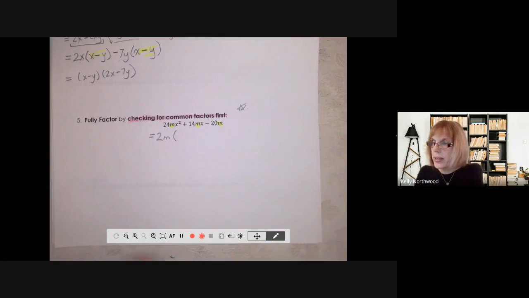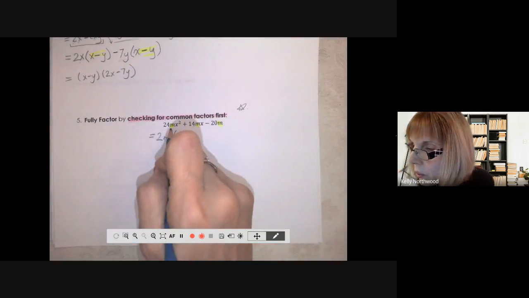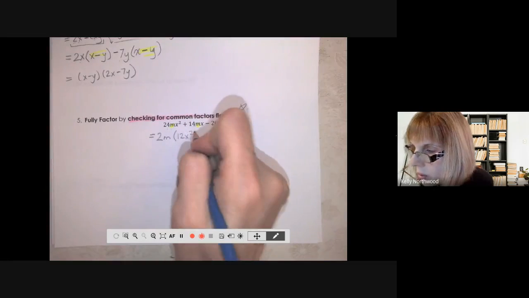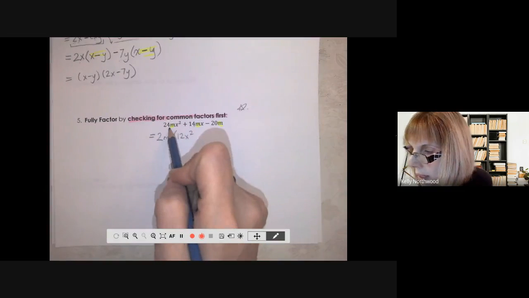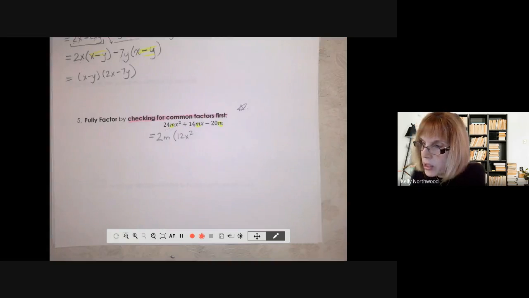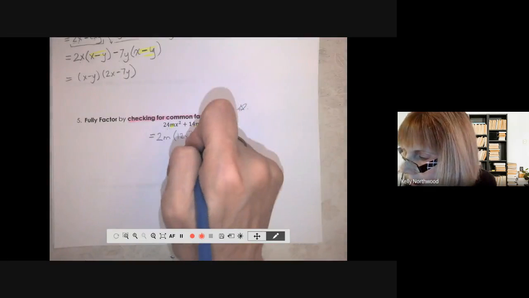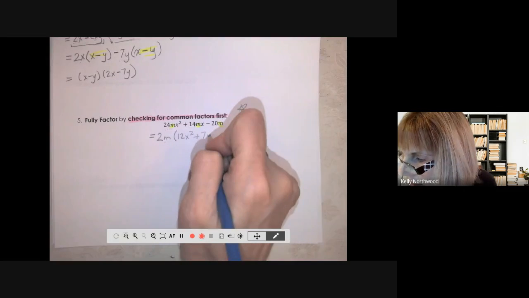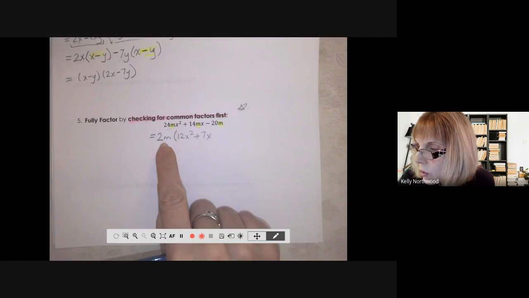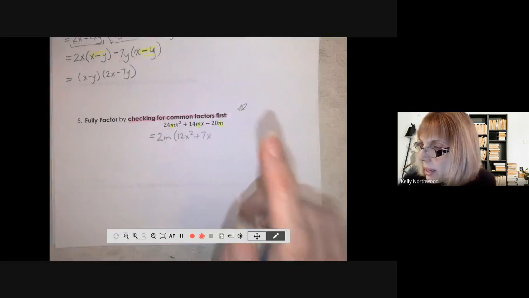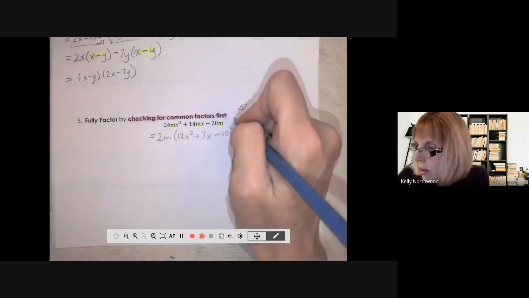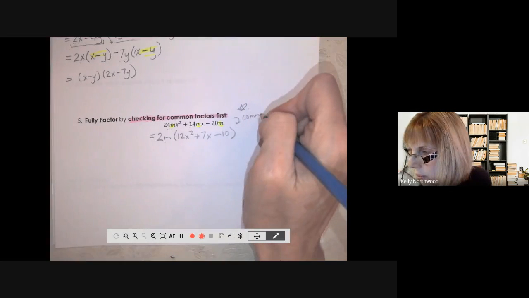So your first step is to common factor out the 2m. What do I need to multiply 2m by to get 24mx squared? It would be 12x squared. And then what do I multiply 2m by to get 14mx? It would be 7x. And what do I multiply 2m by to get negative 20m? Negative 10. So that's just the common factor step. All I did there was common factor.